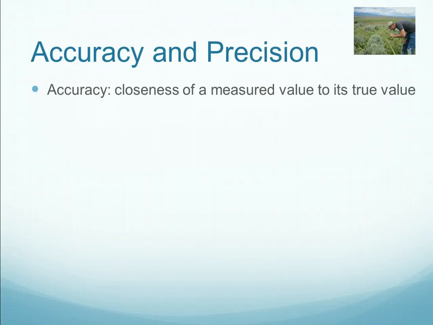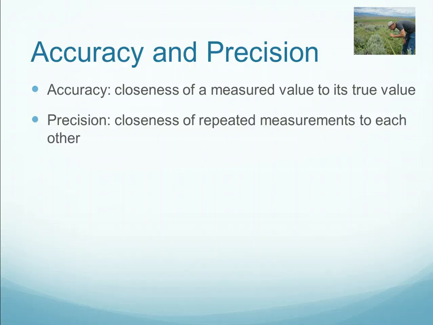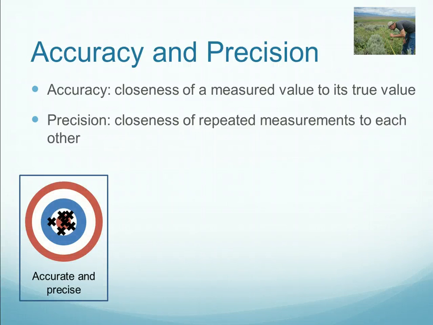Now let's consider accuracy and precision. Accuracy is the closeness of a measured value to its true value. Precision is the closeness of repeated measurements to each other. It's convenient to envision this by looking at a target and assuming that the central value, the bullseye of the target, is the true mean value.